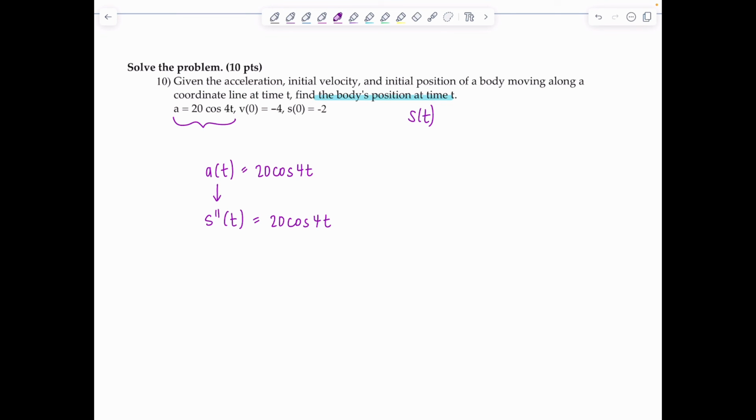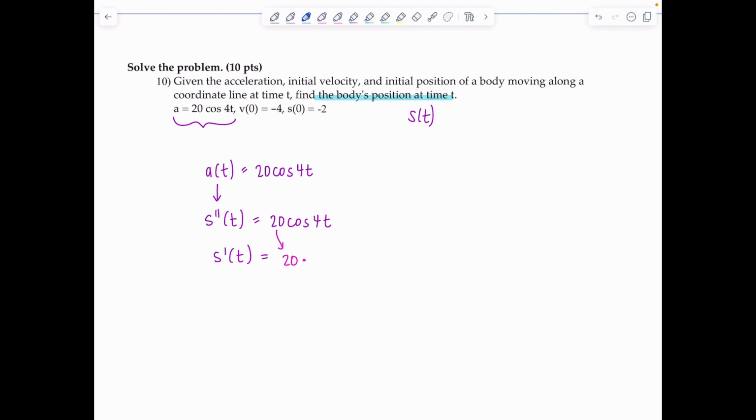So to get back to position function, I'm going to have to take two antiderivatives. Since this is the second derivative, you got to undo each of them. So first, let's take one antiderivative. That'll get me back to s prime of t. Now here's where you have to be careful. Antiderivative, the 20 doesn't do anything. Just leave him alone. He's minding his own business.